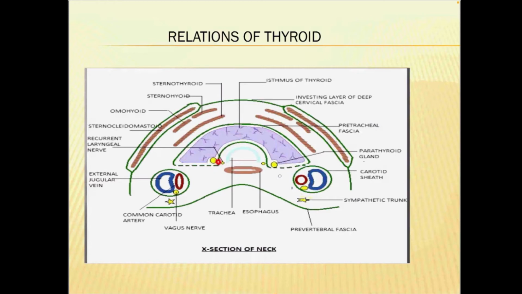So we have seen the pretracheal fascia, and there is another important fascia called the investing layer of deep cervical fascia that covers the entire sternocleidomastoid and everything. And of course we have the platysma muscle above it.